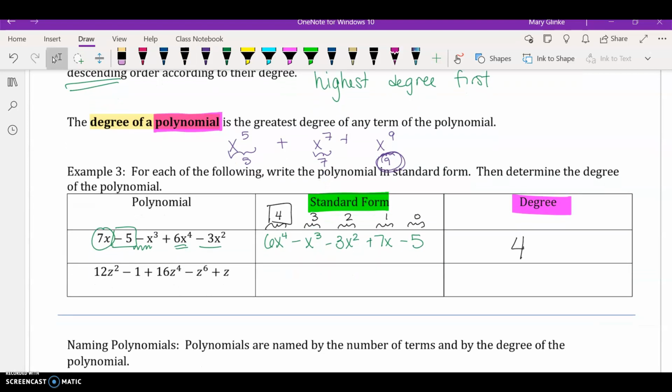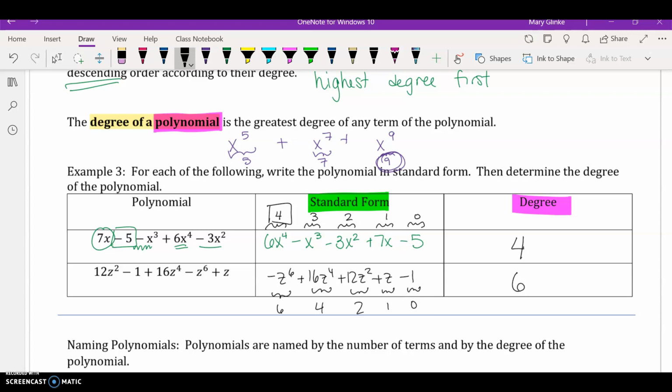So you try the next one. First write it in standard form and then find the degree. Okay, so we have negative 6z to the 6th, 16z to the 4th, 12z squared, z, and negative 1. Our highest degree overall is the 6th because that's our highest exponent, or the highest degree of each monomial individually.